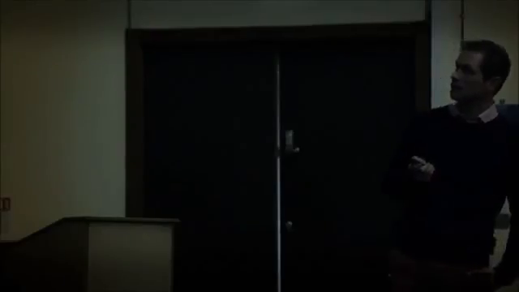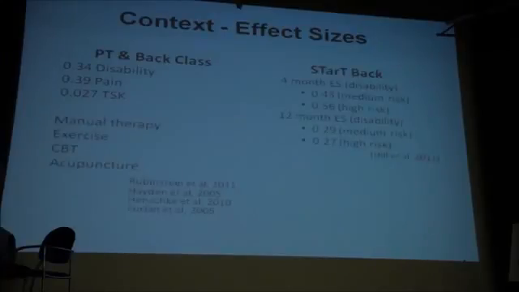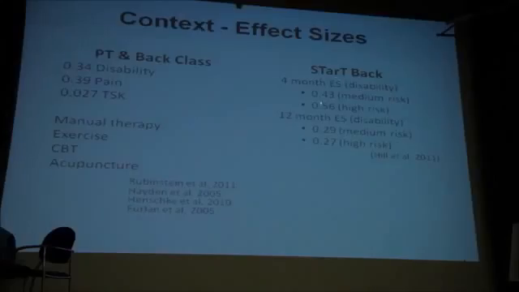So let's think about the context in terms of calculating the effect sizes. So the data analysed for the physiotherapy and the back class for disability levels were 0.34, 0.39 for pain and disability, so small effects, and there was no effect on the Tampa scale of kinesiophobia, so no effects on fear. I think it's really important to acknowledge the work of Jonathan Hill of the Start Back approach up at Keele. And again, just to look at the effect sizes from the Start Back, they were a little bit higher for the medium and high risk groups, so they're having a small to a moderate effect.